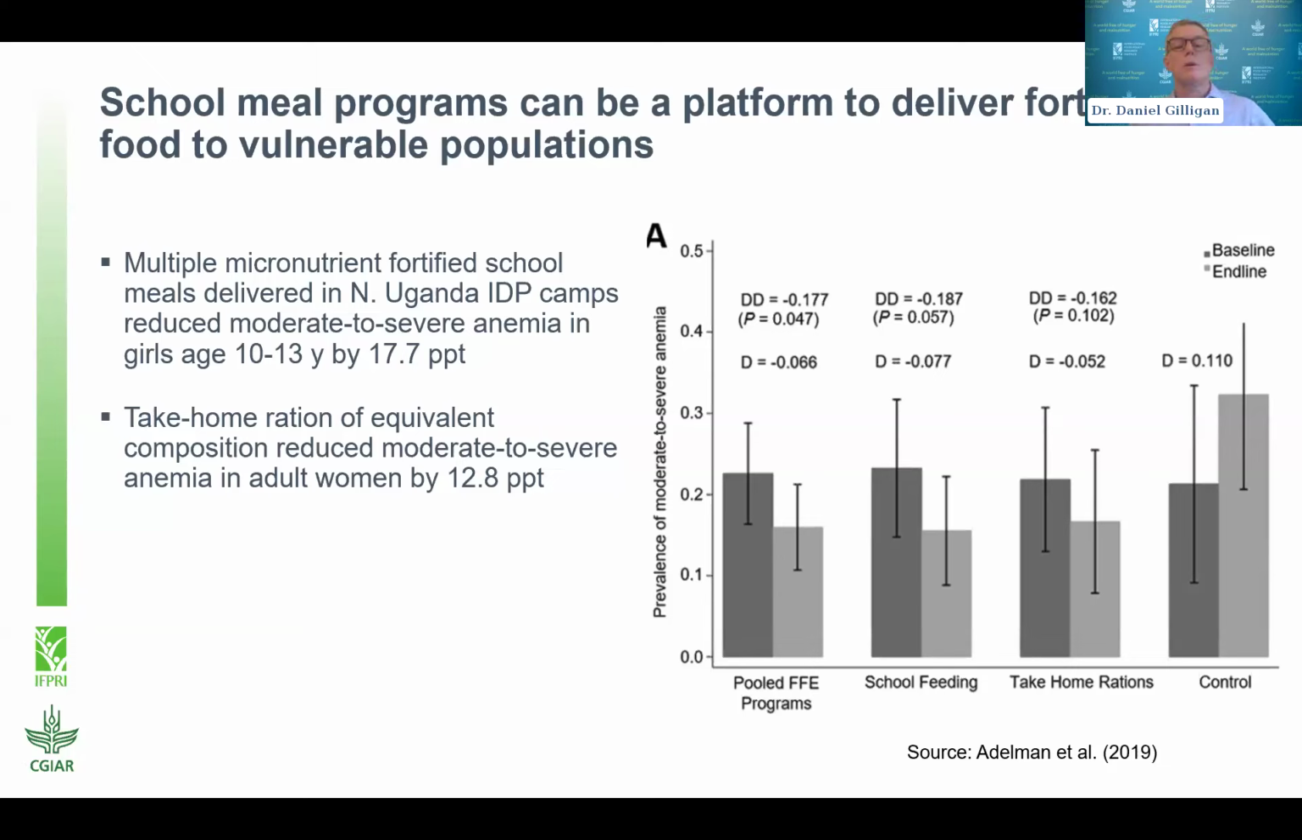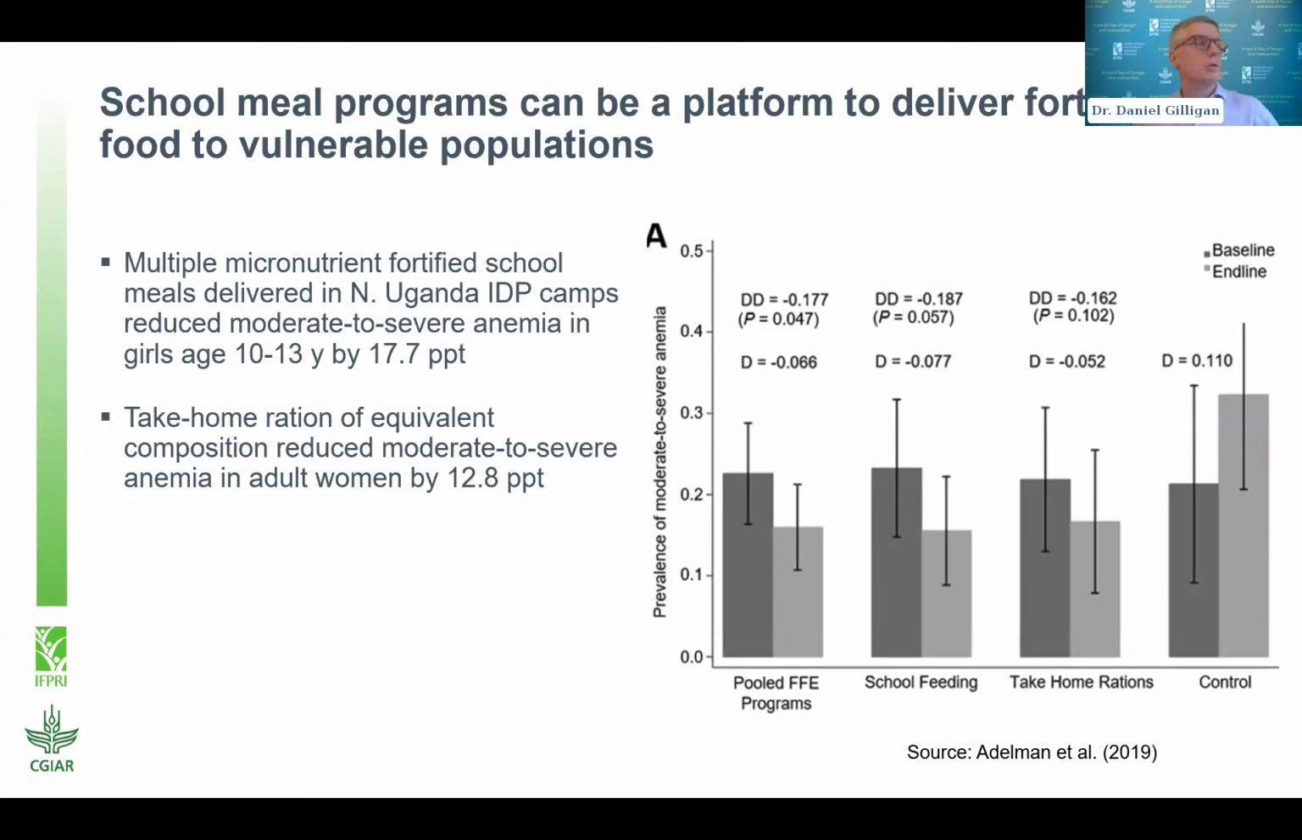The results here are from a study that I led in Uganda, working in northern Uganda IDP camps many years ago. We designed an experiment that compared either on-site school meals that included nutritious fortified food or an equivalent food ration given as a take-home ration monthly, where mothers could prepare that food at home.